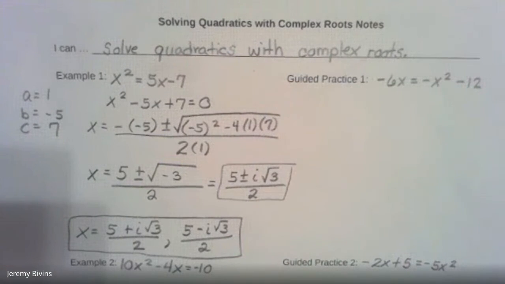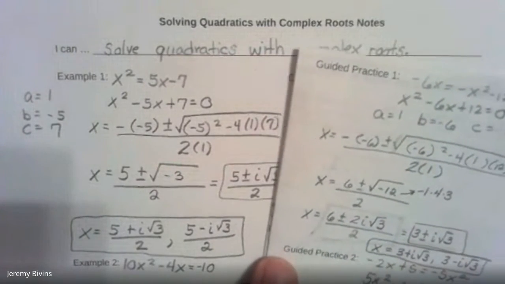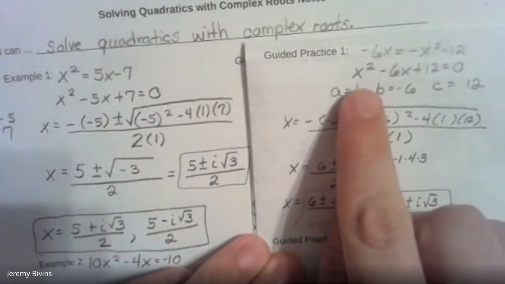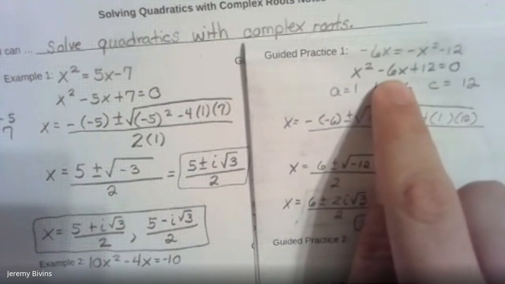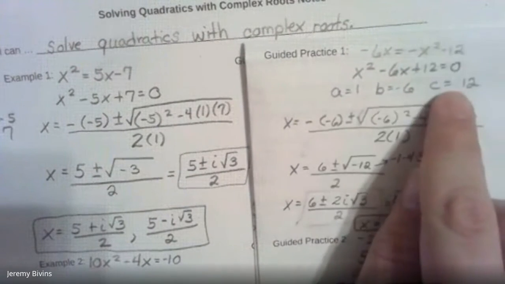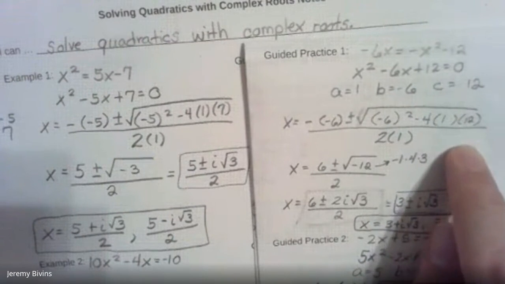For the guided practice on this part, just putting up my solution on the screen here. We have to get everything on one side, so you have to add the x squared, keep the negative 6x on that side where it is, and then add the 12 equals 0. Label the A, the B, the C. Plug into the quadratic formula.